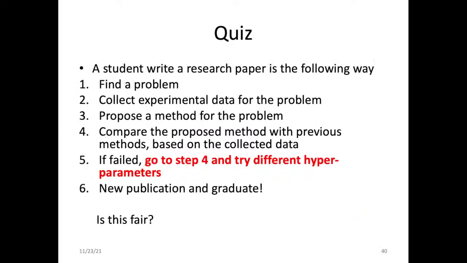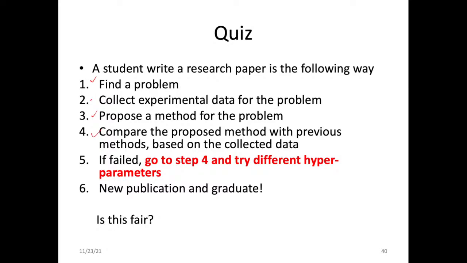Okay, next, let me ask you about one scenario, which is a typical scenario if you are writing a research paper. You find a problem, and you collect the experimental data for that problem. And you propose a method for that problem. And you compare your proposed method with the previous method based on the collected data set, which is a very typical workflow for many students to write a research paper.